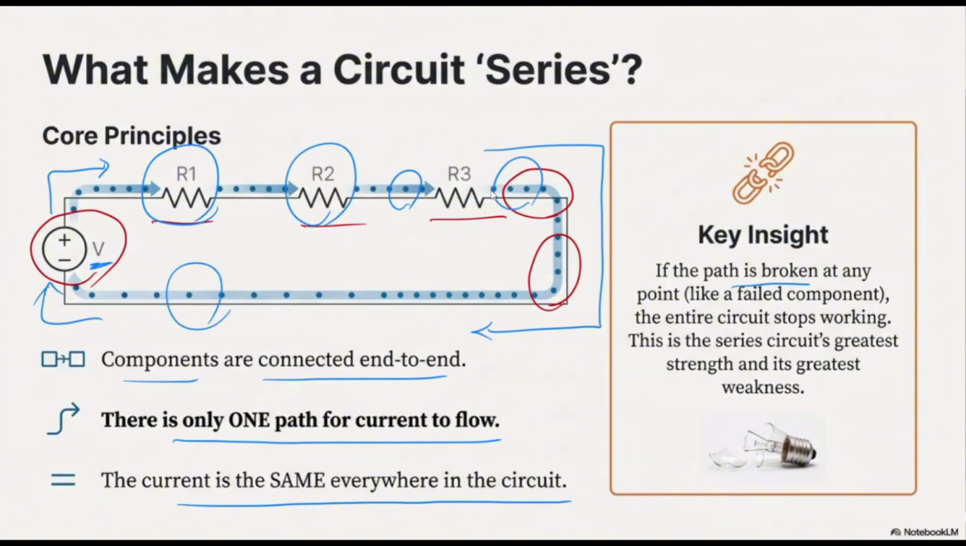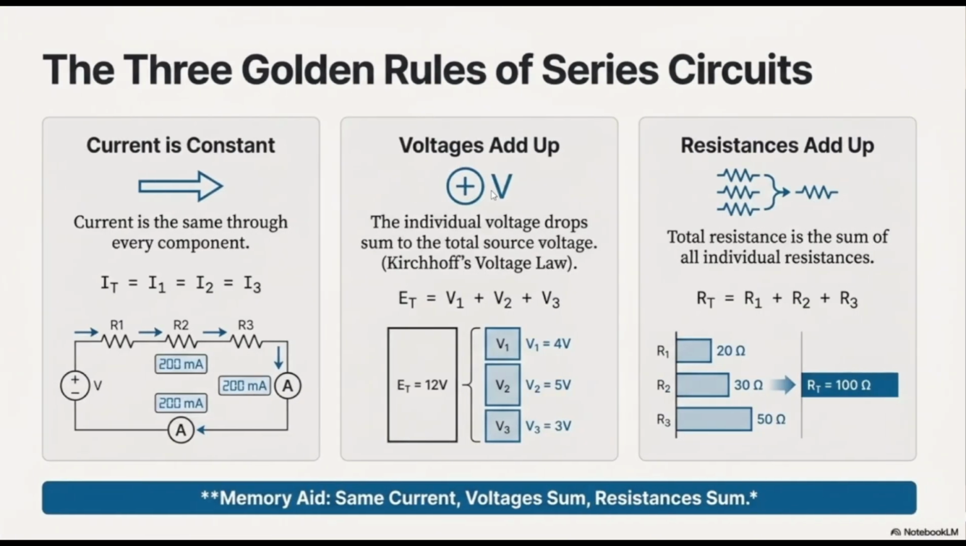If the path is broken, as I just told you, at any point, it doesn't matter. If you break the path here, it doesn't matter. At any point, like a failed component, imagine that your resistor is faulty and is not allowing any current or electron to pass, so it is not working. With the failed component, the entire circuit stops working. This is the series circuit's greatest strength, and it's also its greatest weakness. So the golden rules of series circuits, let's talk about them.